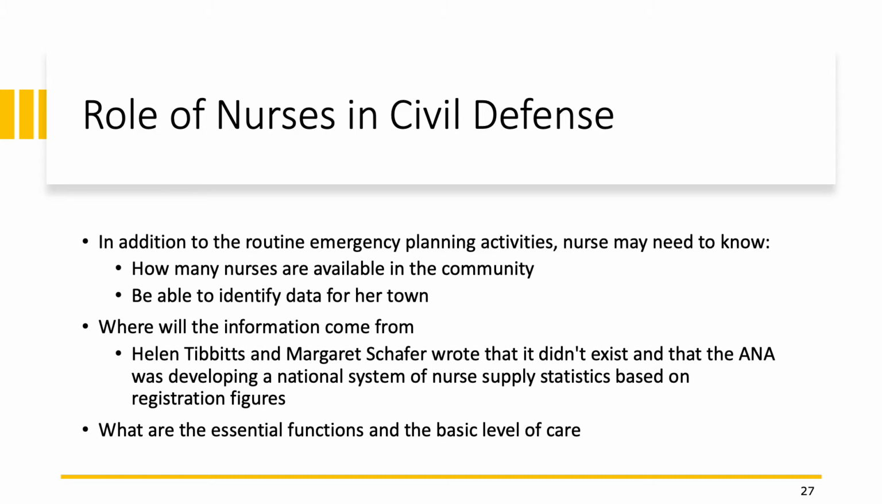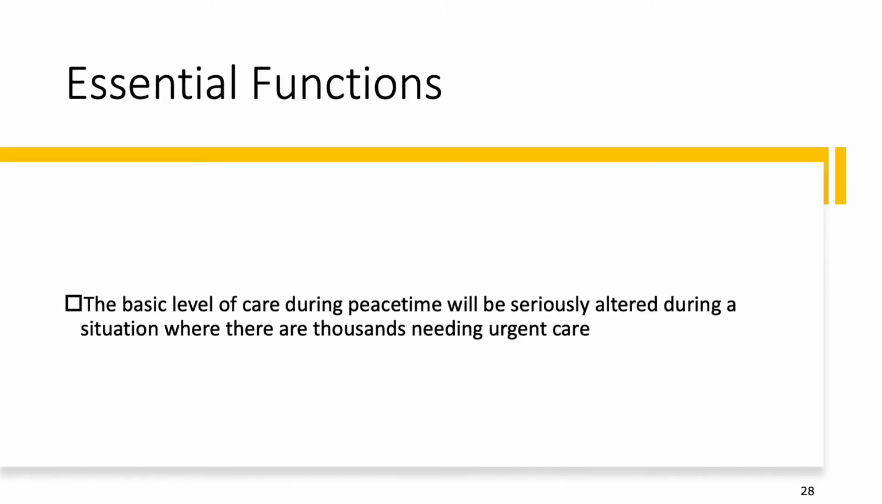Where will the information come from? Helen Tibbetts and Margaret Schaefer wrote that it didn't exist, and that the ANA was developing a national system of nurse supply statistics based on registration figures. Well, that never really happened. But what did happen is that many states have now started volunteer registries. And I bet for most of you, when you renewed your RN license, you were asked, would you be willing to volunteer for a disaster? And then, of course, we have medical reserve corps in many communities across the country.